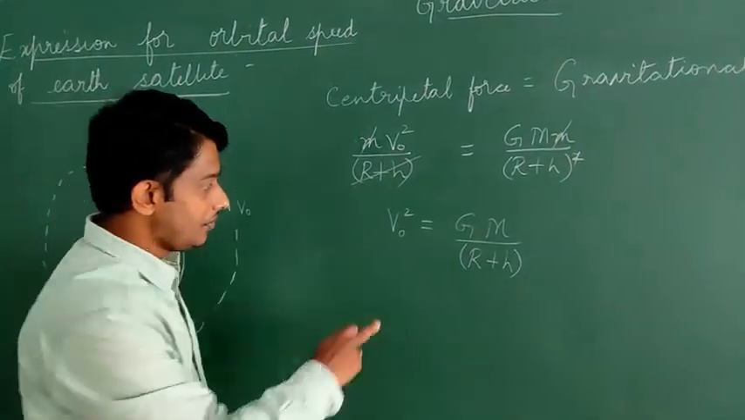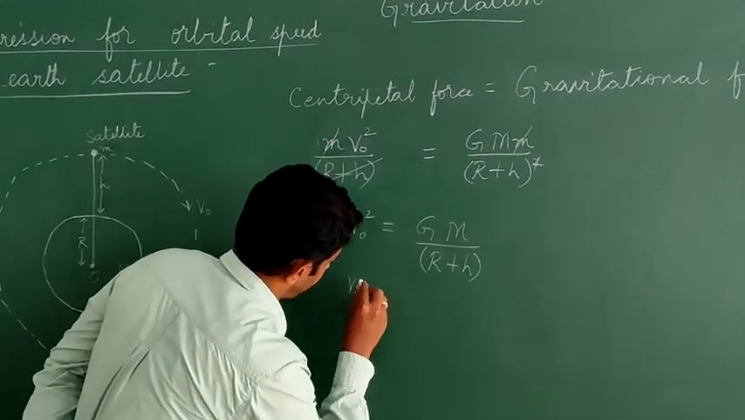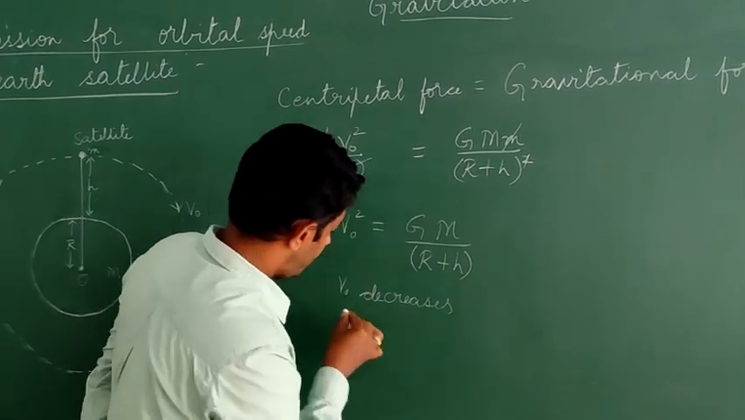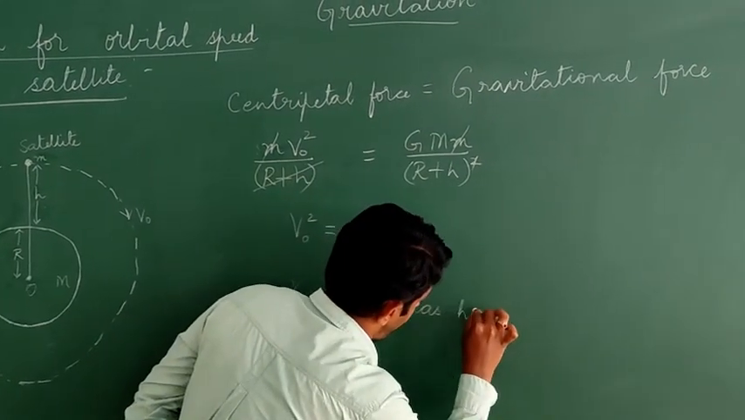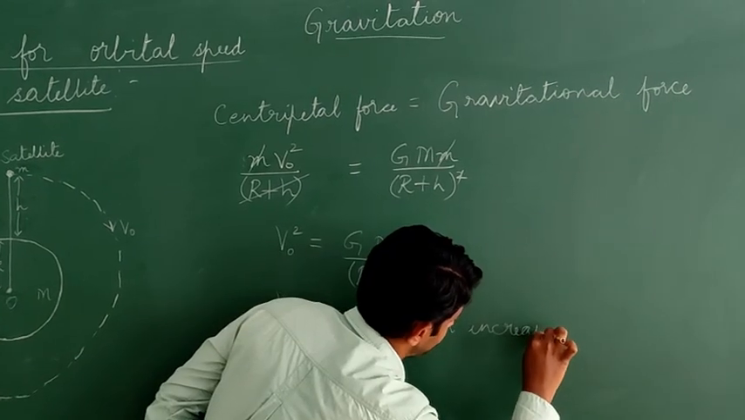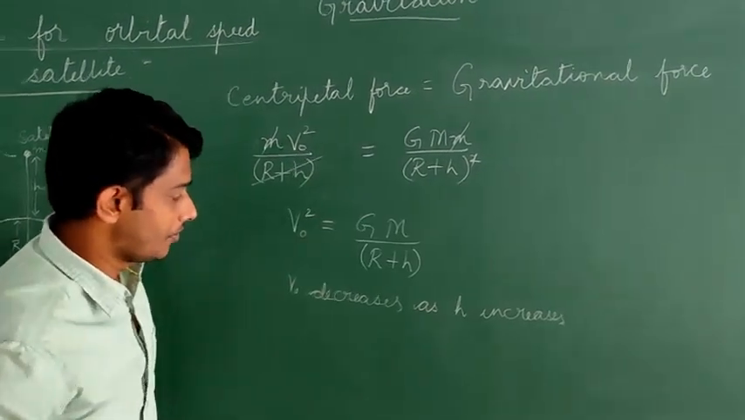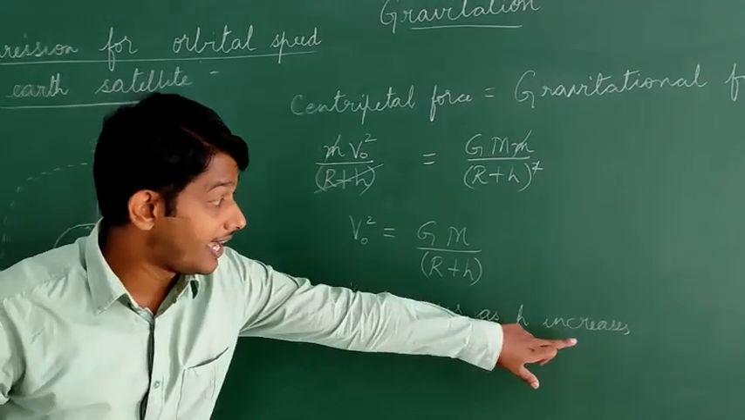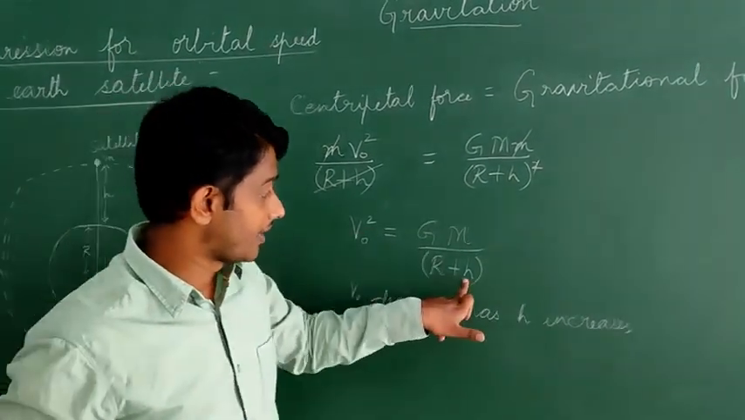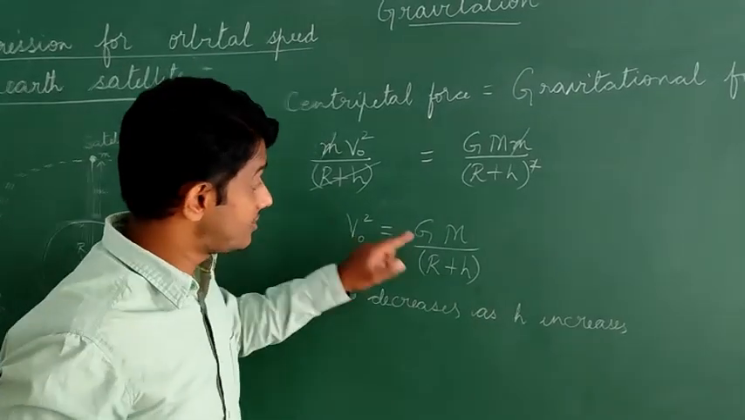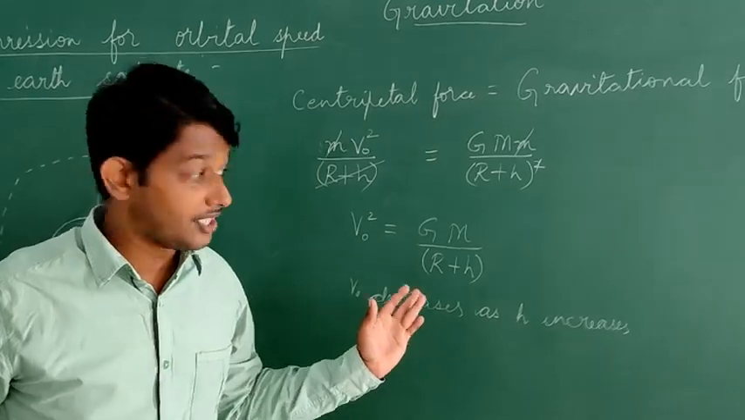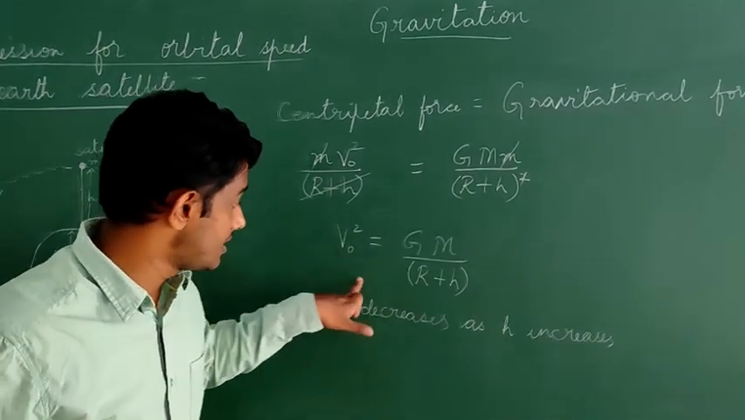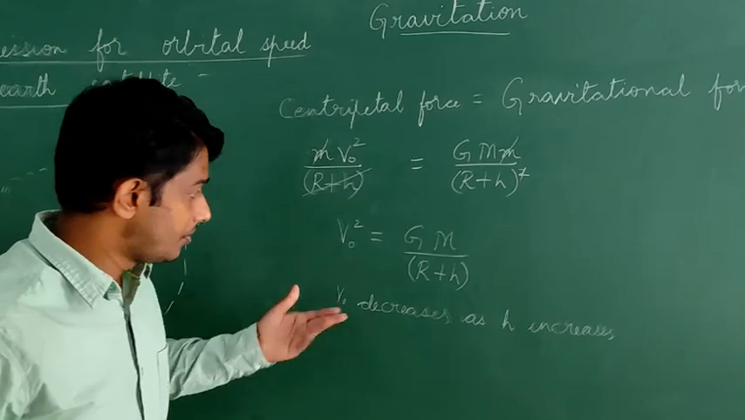So after this, v0 decreases as h increases. So v0 decreases as h increases because v0 is at the numerator and h is at the denominator. So if one increases, the other has to decrease. So it's vice versa. So it's inversely proportional here. So if v0 increases, then h has to decrease, or if h increases, the v0 obviously has to decrease here.